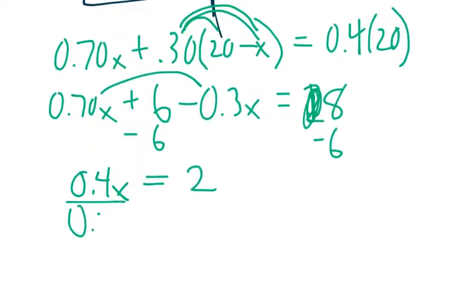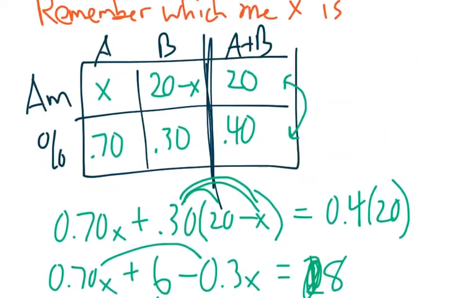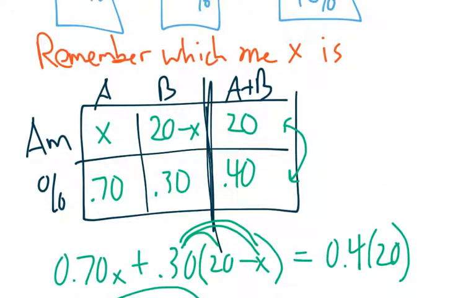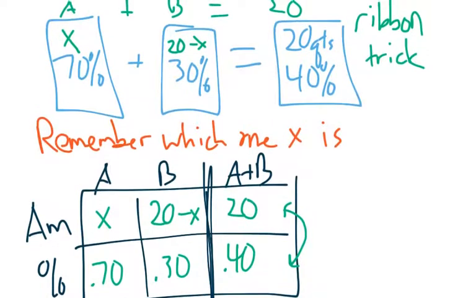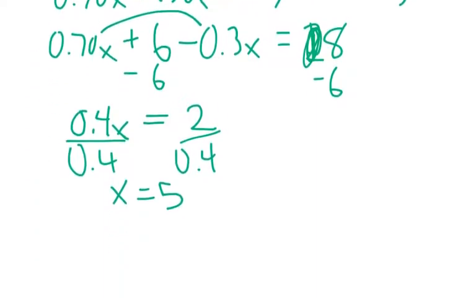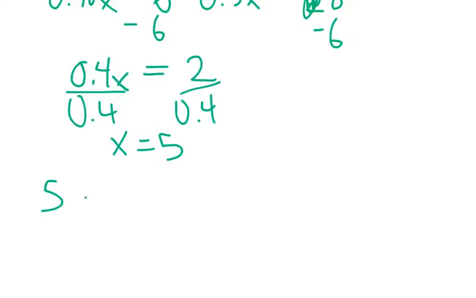Finally, divide by 0.4. Let me erase that. 2 divided by 0.4, and then x equals 5. Now, back to what I said. Remember which one x is. X is 70%. So that means that we're going to need 5 quarts of 70% solution.